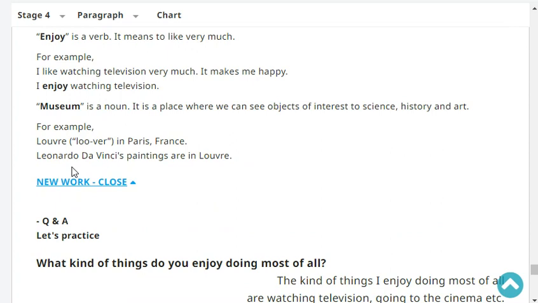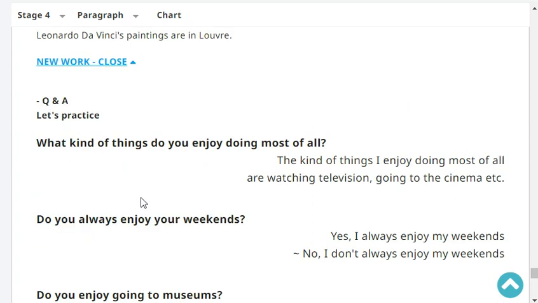Museum is a noun. It is a place where we can see objects of interest to science, history, and art. For example, the Louvre in Paris, France. Leonardo da Vinci's paintings are in the Louvre. Okay, let's practice.